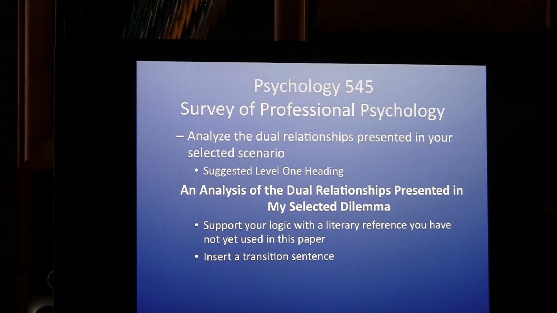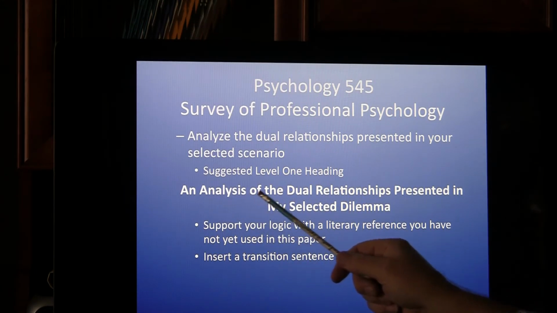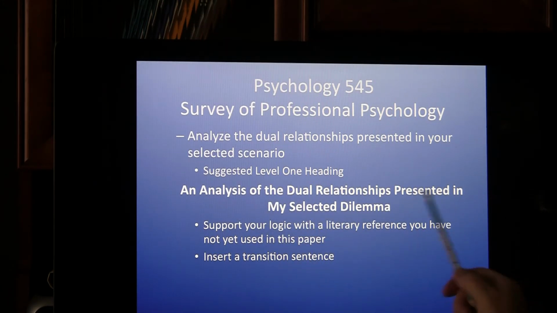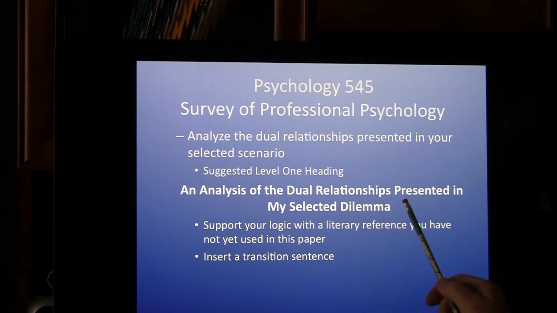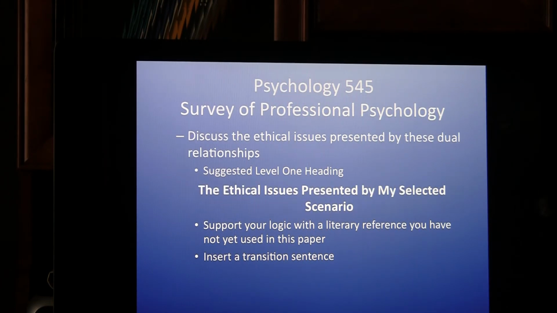And the next main point reads, analyze the dual relationships presented in your selected scenario. Here's a suggested level 1 heading. An analysis of the dual relationships presented in my selected dilemma. Again, double space, bold, mixture of upper and lowercase words, and no period. And now I need you to support your logic for this analysis with a literary reference you have not yet used in this paper. And again, give me a transition sentence between this main point and the next.